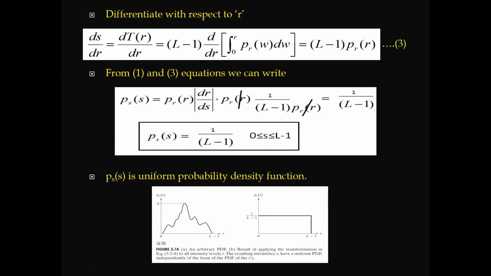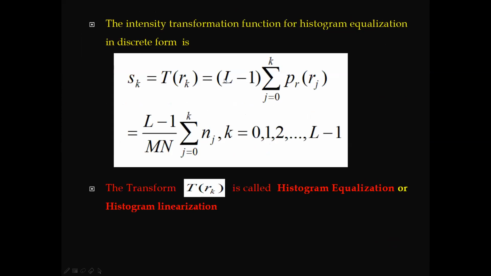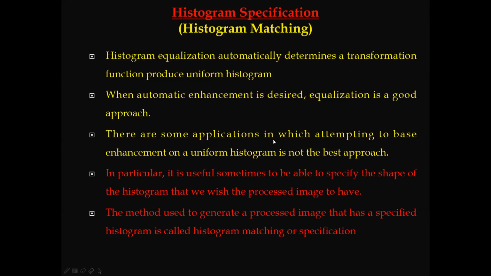Next, in the discrete case also we can perform histogram equalization. This is the equation for performing histogram equalization in the discrete case: S_k equal to T of R_k equal to L minus 1 into the summation j equal to 0 to k of p_R of R_j, which is equal to L minus 1 by MN times the summation j equal to 0 to k of n_j, where k equals 0, 1, 2, 3 and so on up to L minus 1. The transform T of R_k is called histogram equalization or histogram linearization.